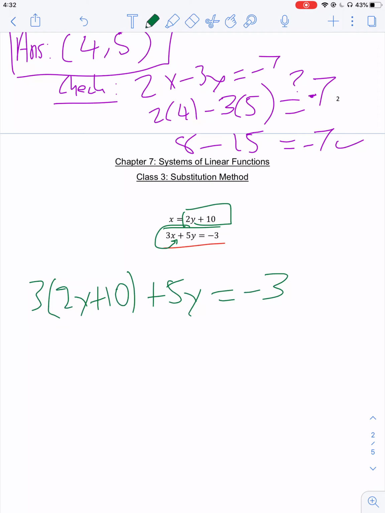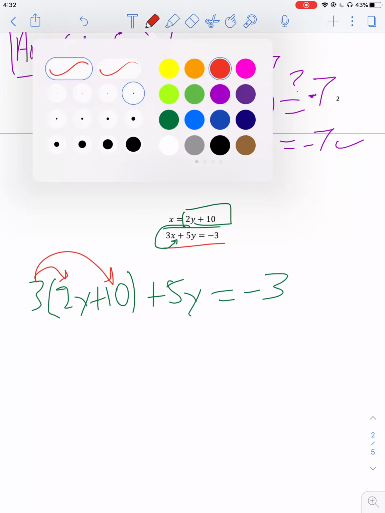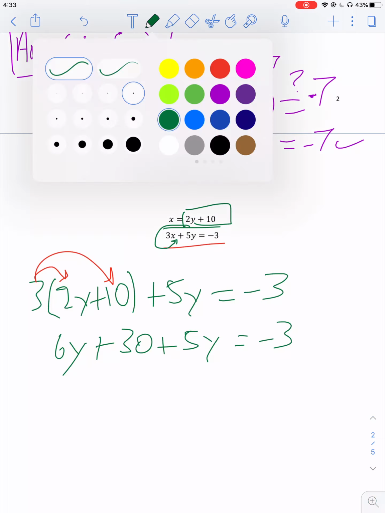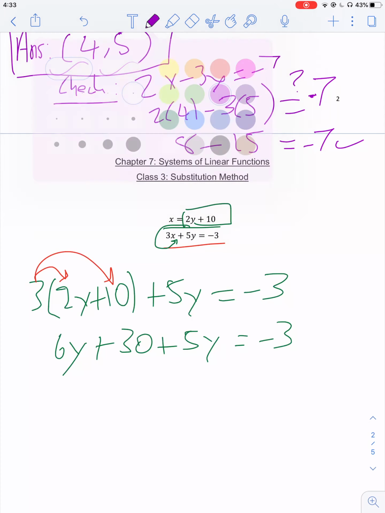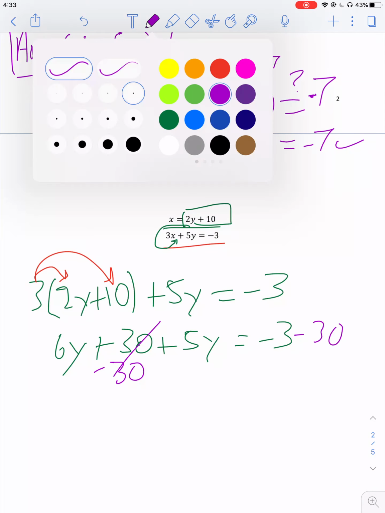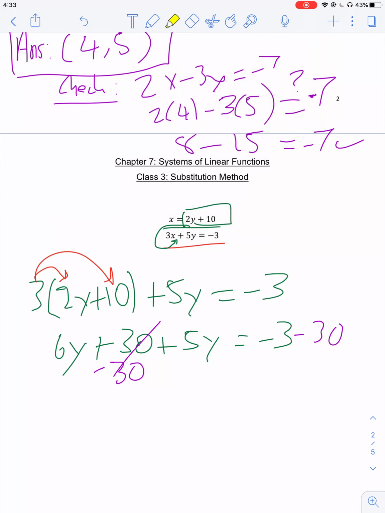Again, you're going to have to get rid of your brackets first. So just distribute, and then make sure you have all your variables on one side and the numbers on the other side. So 3 times 2y is just 6y. 10 times 3 is 30, and plus 5y is equal to minus 3. So I'm going to combine again. I need my numbers to be on the right side, so let's just remove this 30. Minus 30, minus 30, so this disappears.